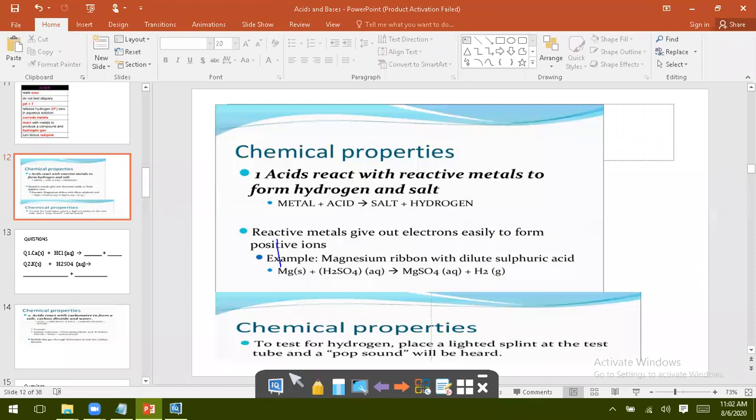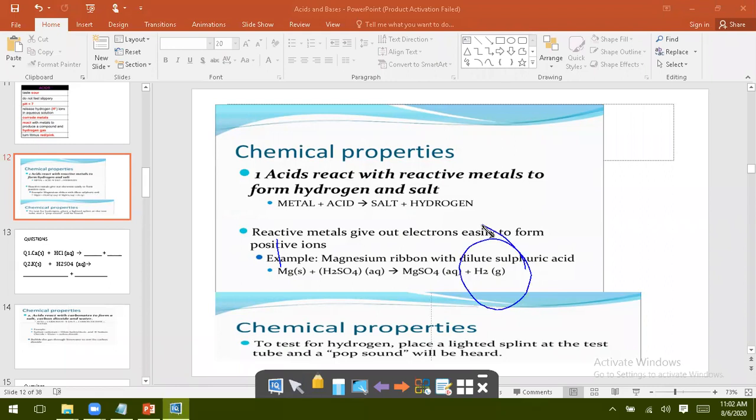First one, acids react with reactive metals to form hydrogen gas and a salt. So when a metal reacts with an acid, the products are salt plus hydrogen gas. Example, magnesium ribbon. If you react magnesium ribbon with sulfuric acid, the products are magnesium sulfate and hydrogen gas.